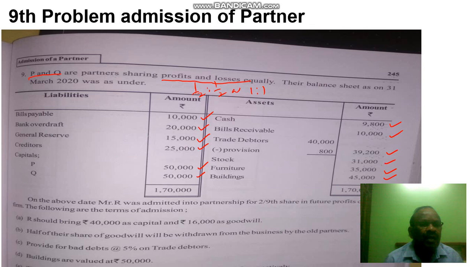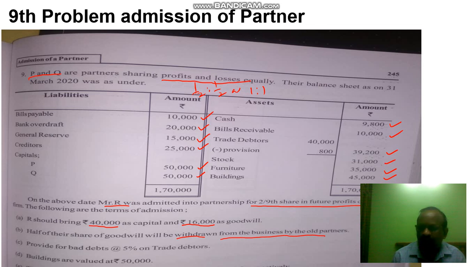On the above date, Mr. R was admitted into partnership for a 2/9 share in the future profits of the firm. The following are the terms of admission. R should bring 40,000 as capital and 60,000 as goodwill. Half of their share of goodwill will be withdrawn from the business by the old partners. Next, provide for bad debts at 5% on trade debtors.